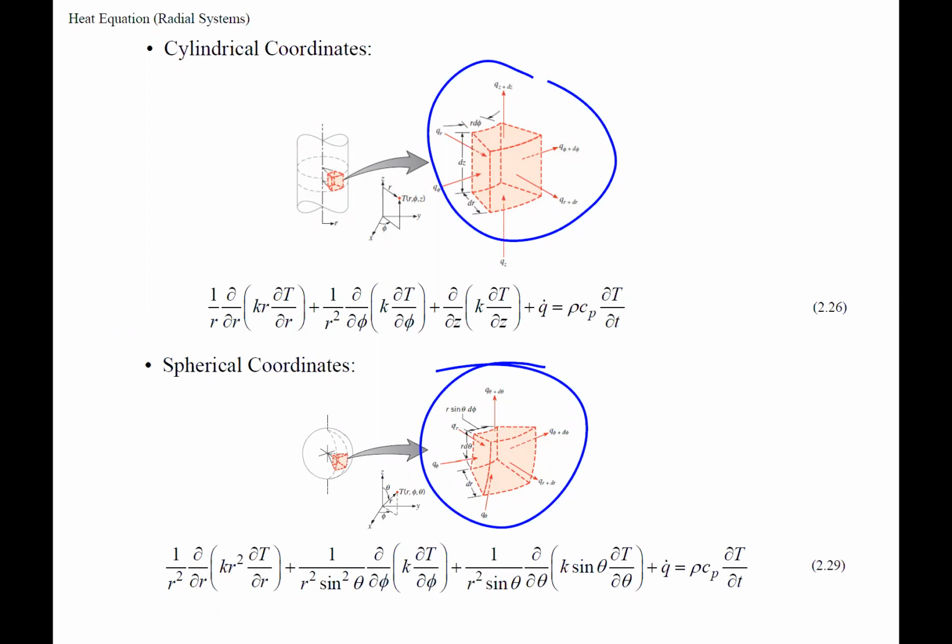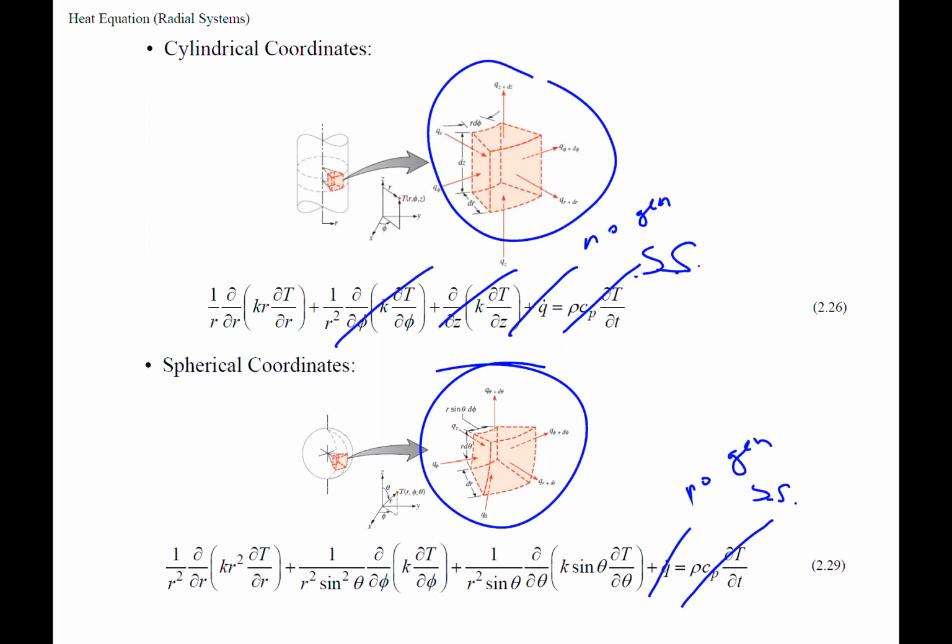And you can do the same kind of simplifications to see what it is. Steady state simplifies this term out. No generation gets rid of that term. And then if we were looking at one dimension, we'd get rid of those. If we were looking at two dimensions, we might include two of them. All right, so this now has constant properties. We can pull the K out, but otherwise this is 1D right there. Steady state, no generation.